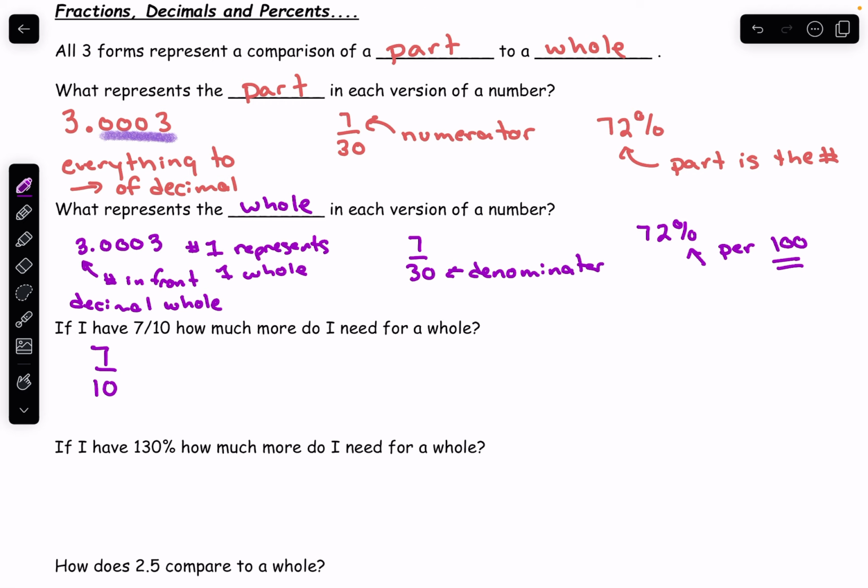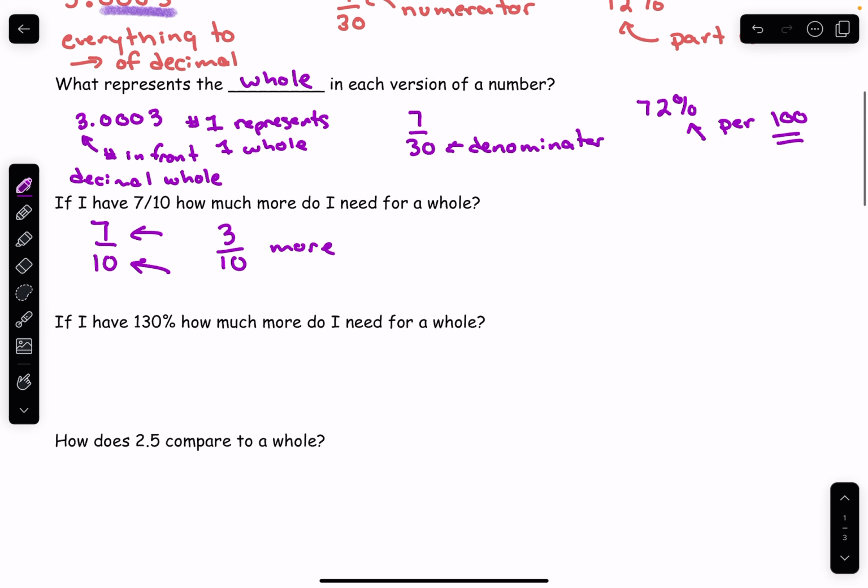So to make 7/10 into a whole, when you're looking at a fraction, remember the denominator represents the whole. So in order to make a whole, I need 10, but I only have 7. So to make a whole, I need to go from 7 to 10, which means I need 3 parts out of 10 more. So you would need 3/10 more, right? See, not so scary.